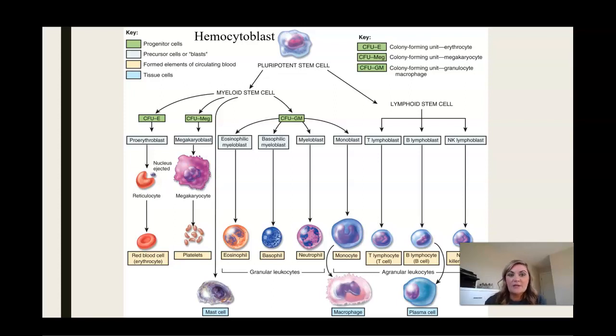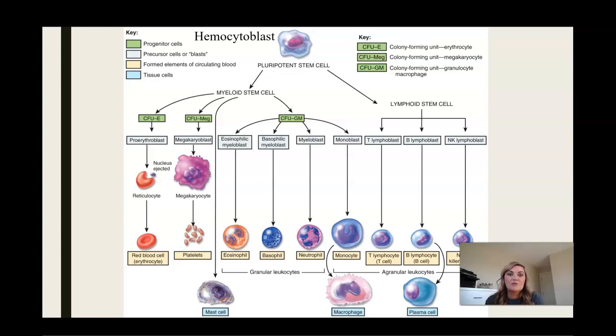Now, with this hemocytoblast, if it turns into a myeloid stem cell, from there it could differentiate, and when it's exposed to the CFU, it could become a pro-erythrocyte. With a pro-erythrocyte, it's going to eject its nucleus as it matures and become a reticulocyte. That reticulocyte continues to mature after it's ejected its nucleus and becomes your red blood cell or your erythrocyte. Now, lots of times you might see red blood cells abbreviated with RBC. That simply just stands for red blood cell anytime that you see it.